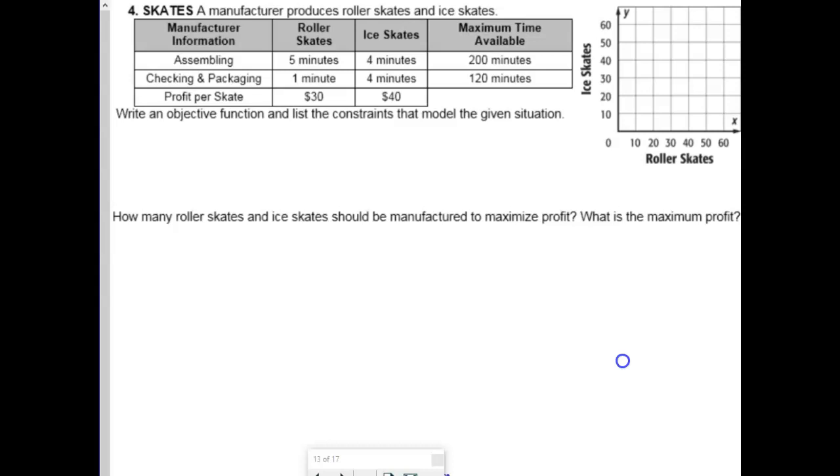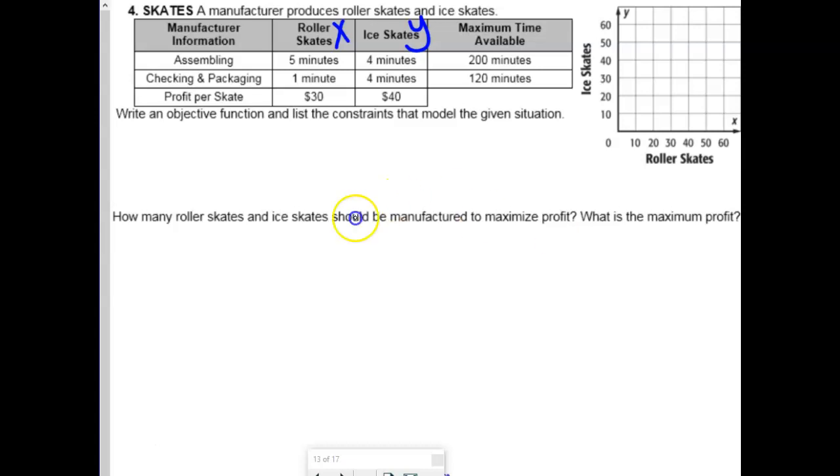Okay, so, wow, this one has like nothing. However, they did give you some nice information put into a table. So that's helpful. And the other thing I should notice about this question is they did define your variables. They put roller skates on the x-axis and ice skates on the y-axis. So you might want to make a little note to yourself in your chart that roller skates are x and ice skates are y.